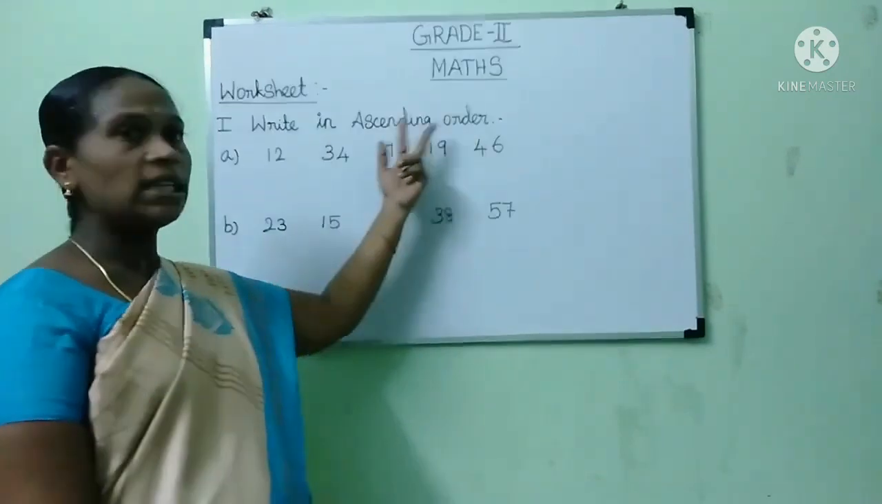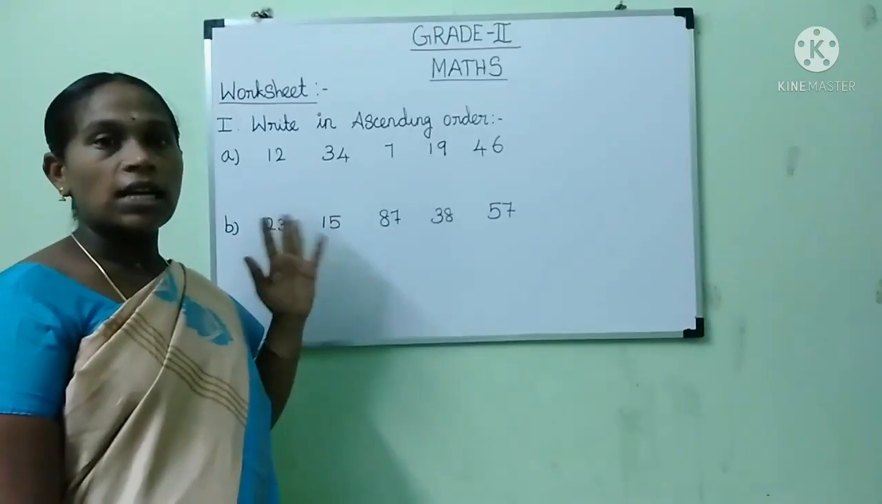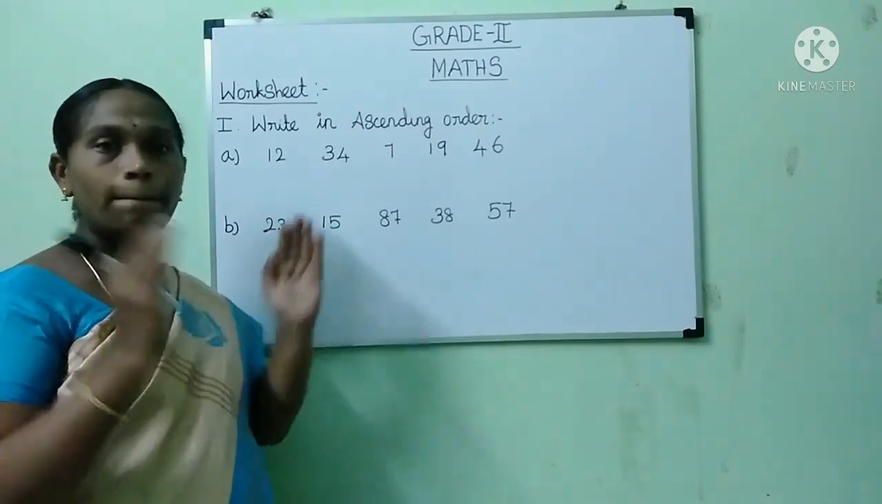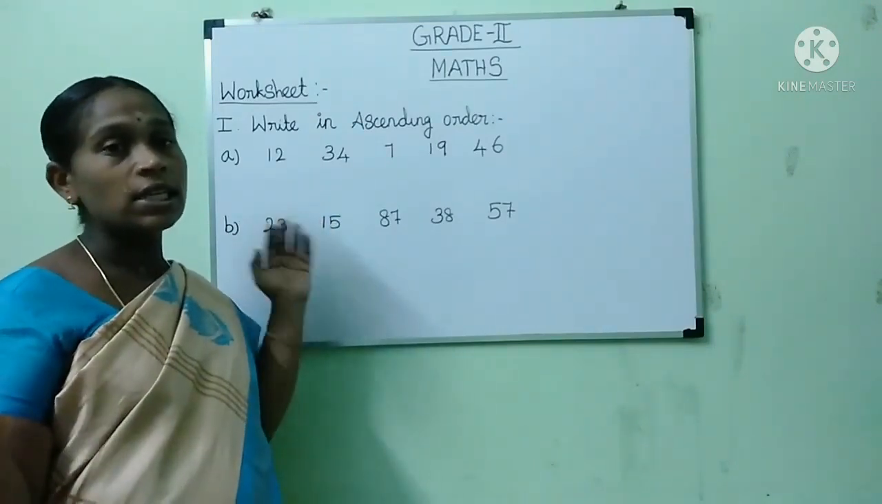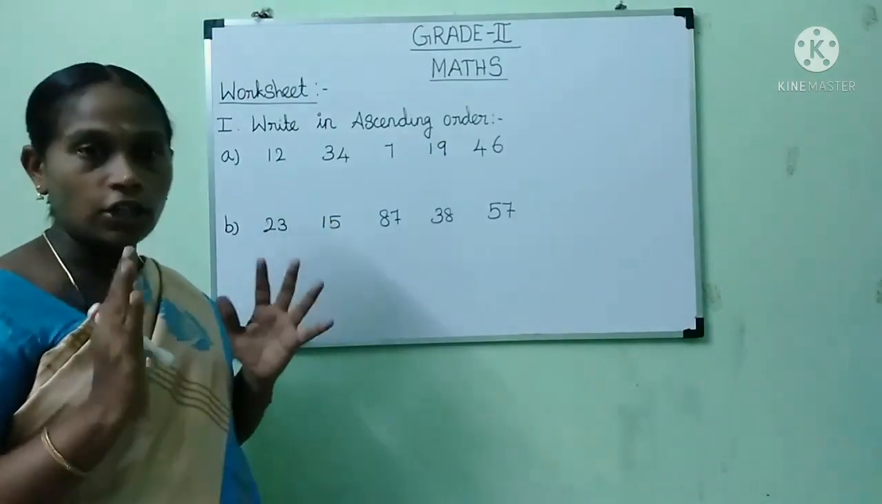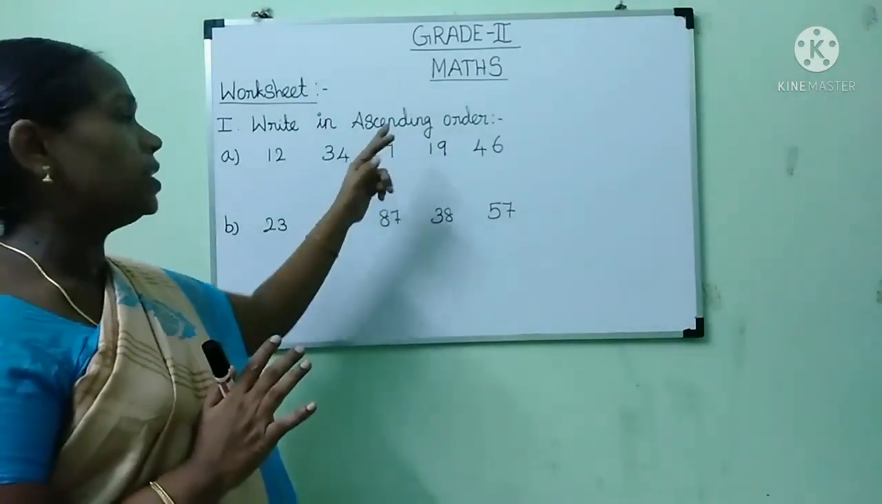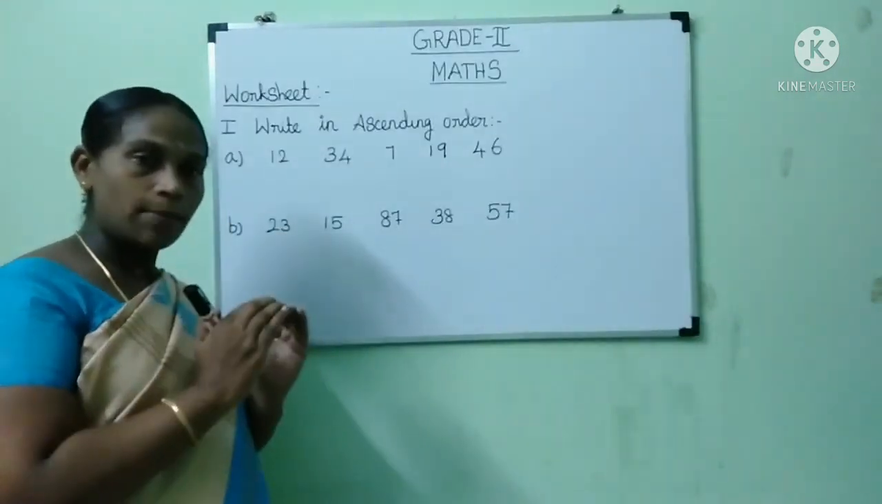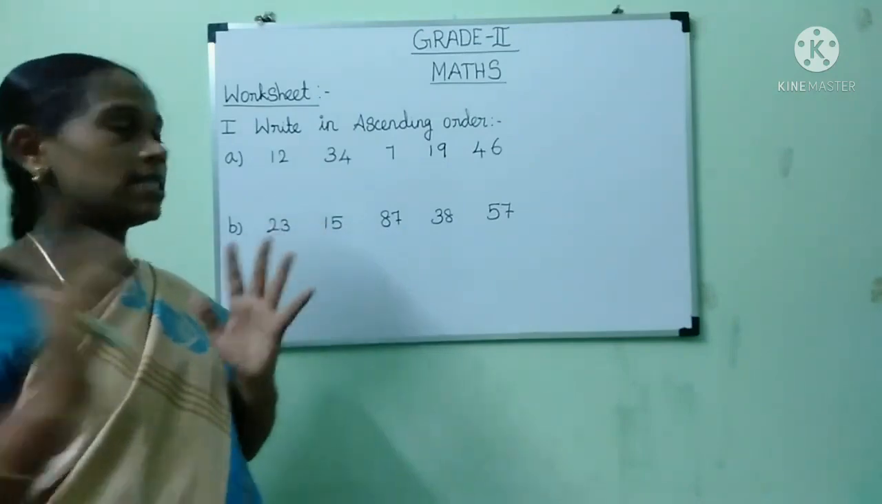What does ascending order mean? Ascending order means smallest number to biggest number. Are you clear children? Ascending order means increasing order. Okay. The smallest number to the biggest number.